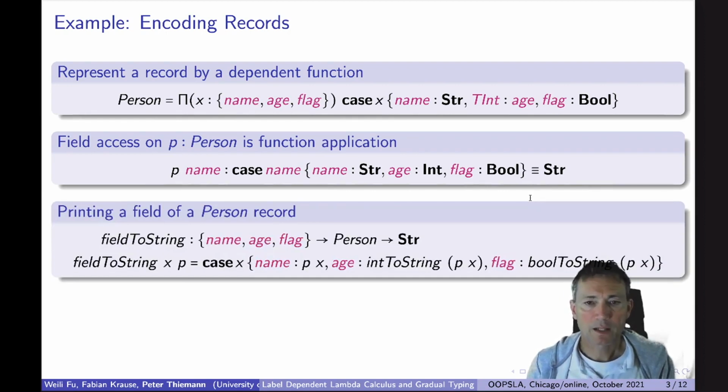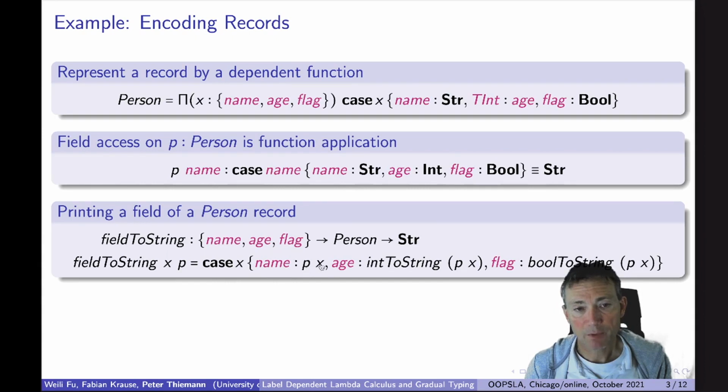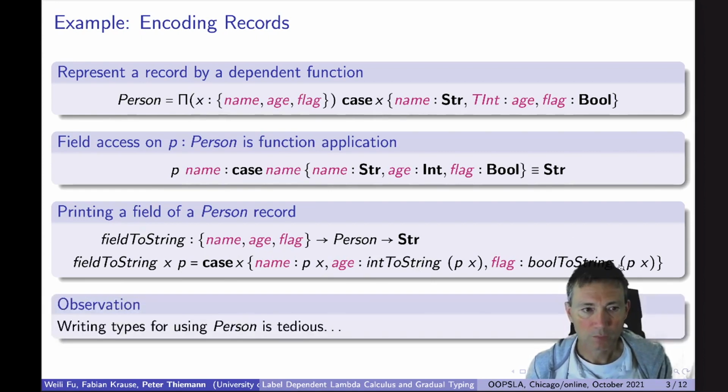All right, and now we can write code to print a field of a person record, which takes a label value, which must be one of name, age, or flag. It takes a person and then delivers a string. The thing to note is that in each branch, the type of P of X is different. In the first branch, it's name, so it's a string. In the second branch, P of X returns an int, so it needs to be converted to a string. In the third branch, the same happens for bool.